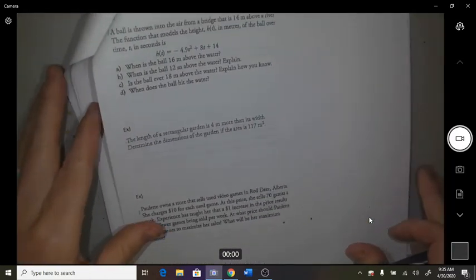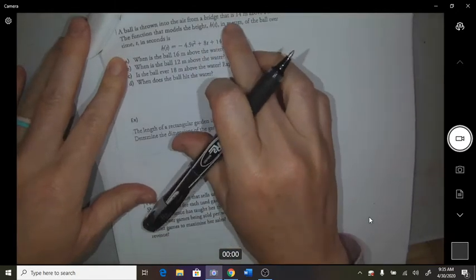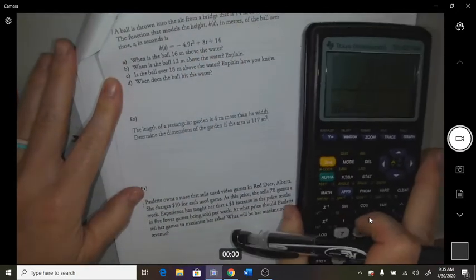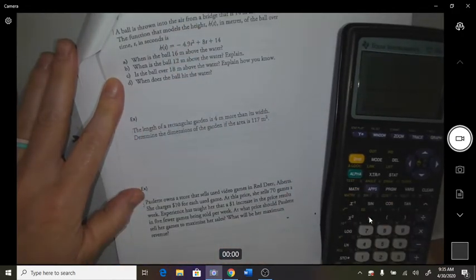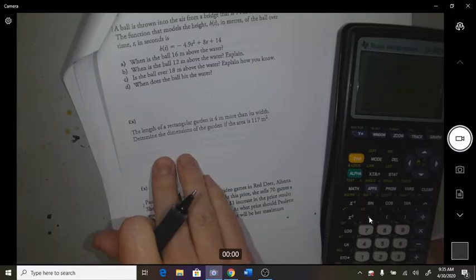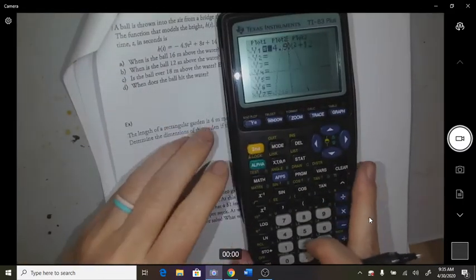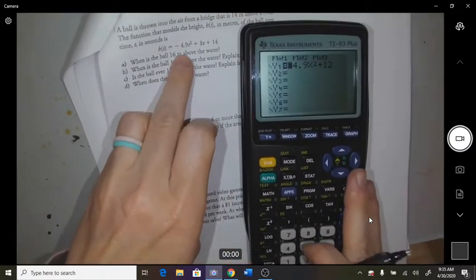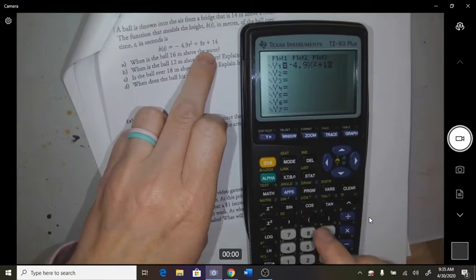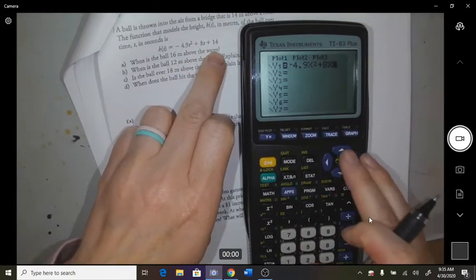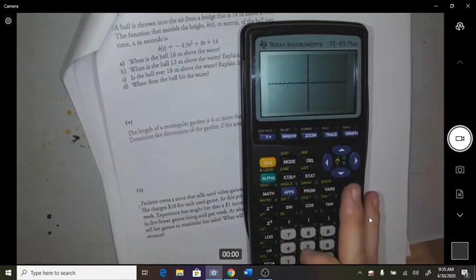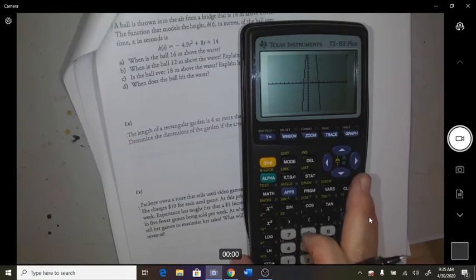The ball is thrown from a bridge. So here's the equation. I'll let you read the question. So we have height in meters and then time in seconds. So we're going to enter this: negative 4.9x squared plus 8x plus 14. Let's see what happens on our zoom 6.